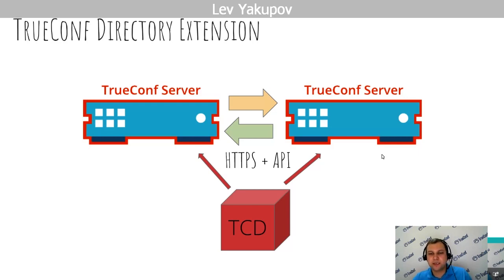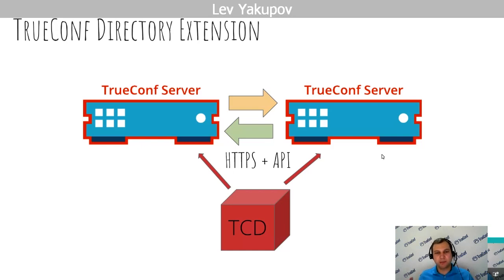Basically, what Directory does is it doesn't transfer any data between itself and other servers. It only sends commands which the TrueConf server follows. It uses our API to send commands to TrueConf servers. And of course, it uses an encrypted connection, so you have to set up proper HTTPS certificates if you'd like to use this solution. And what this solution does is control the synchronization of users' databases.